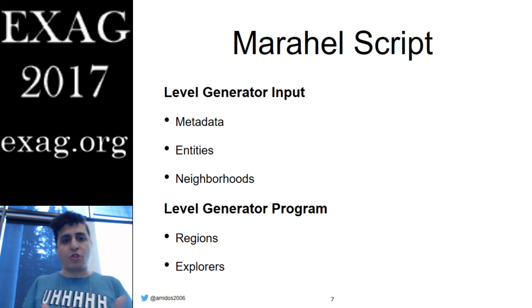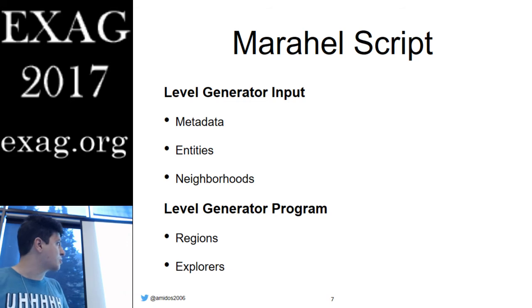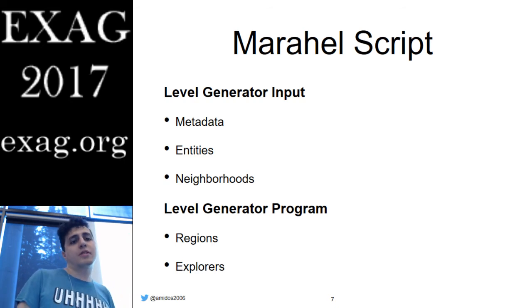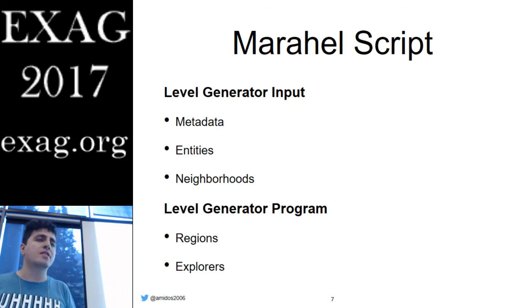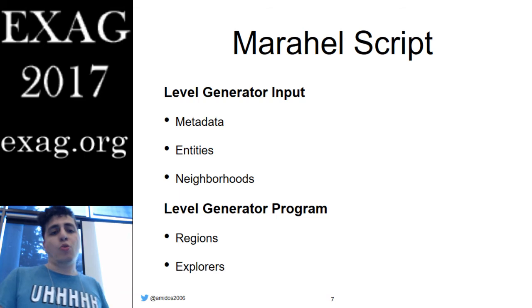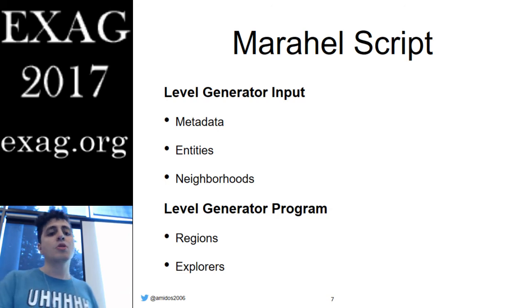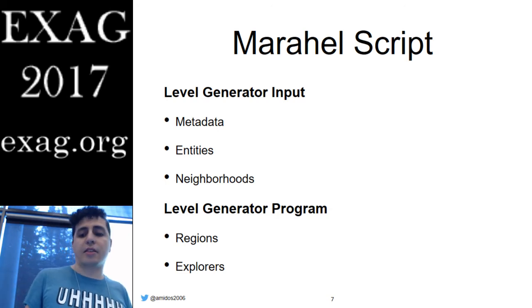So let's describe how the script and the language work. This is the script in general. It consists of 5 sections, but we can divide them into 2 bigger sections. One is the level generator input, which is all the data that Marahel will read and save somewhere to use later, and then the program itself, where it executes and gets the level in the end.